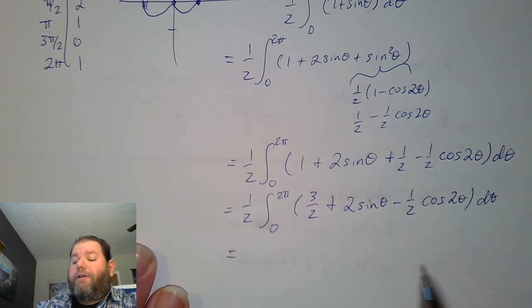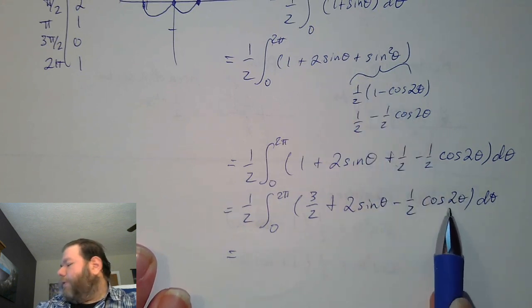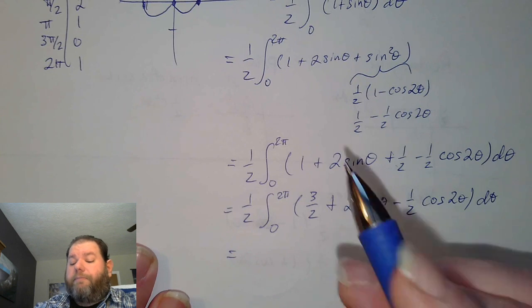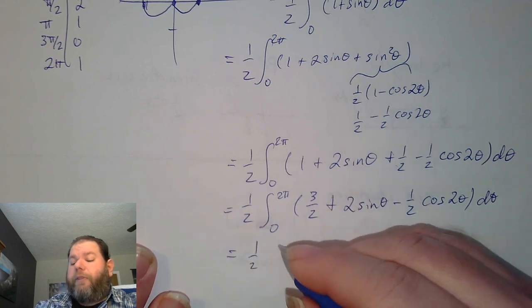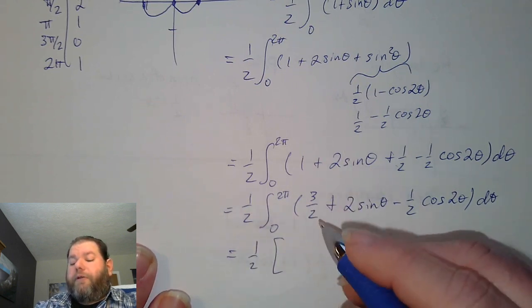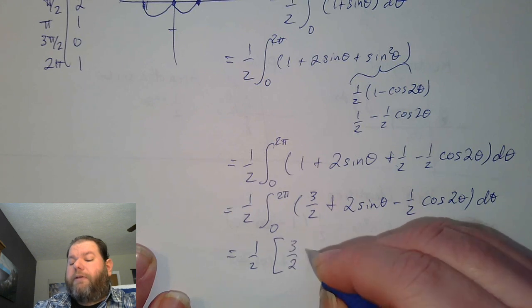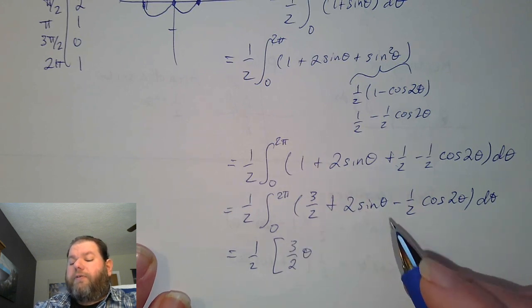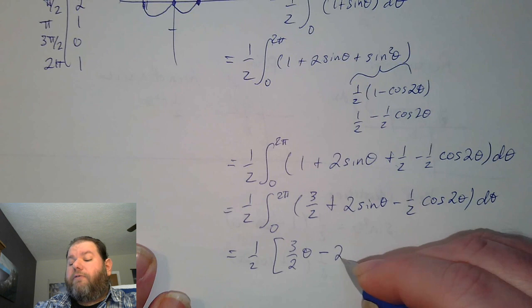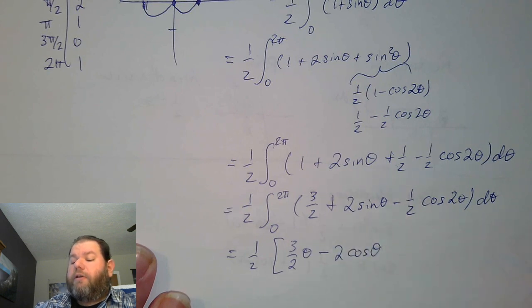Now we can integrate each of these three terms. We couldn't do that with sine squared, but we can totally do that with cosine of 2 theta. Integral of 3/2 is 3/2 times theta. Integral of 2 sine theta is negative 2 cosine theta. And the integral of negative 1/2 cosine 2 theta is negative 1/4 sine 2 theta, from 0 to 2 pi.